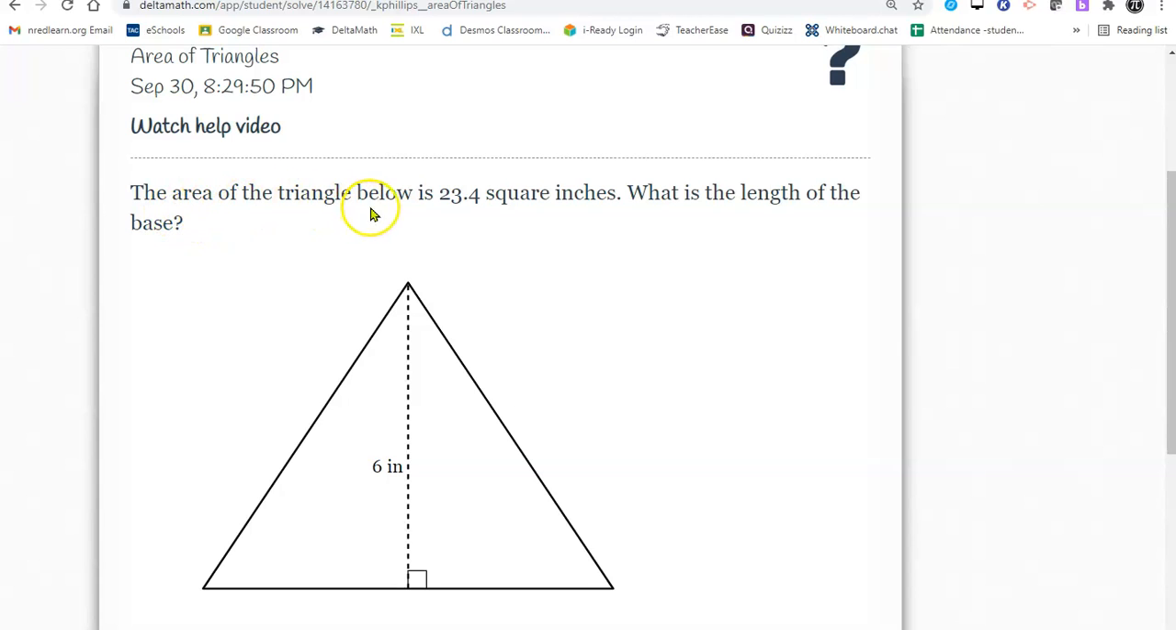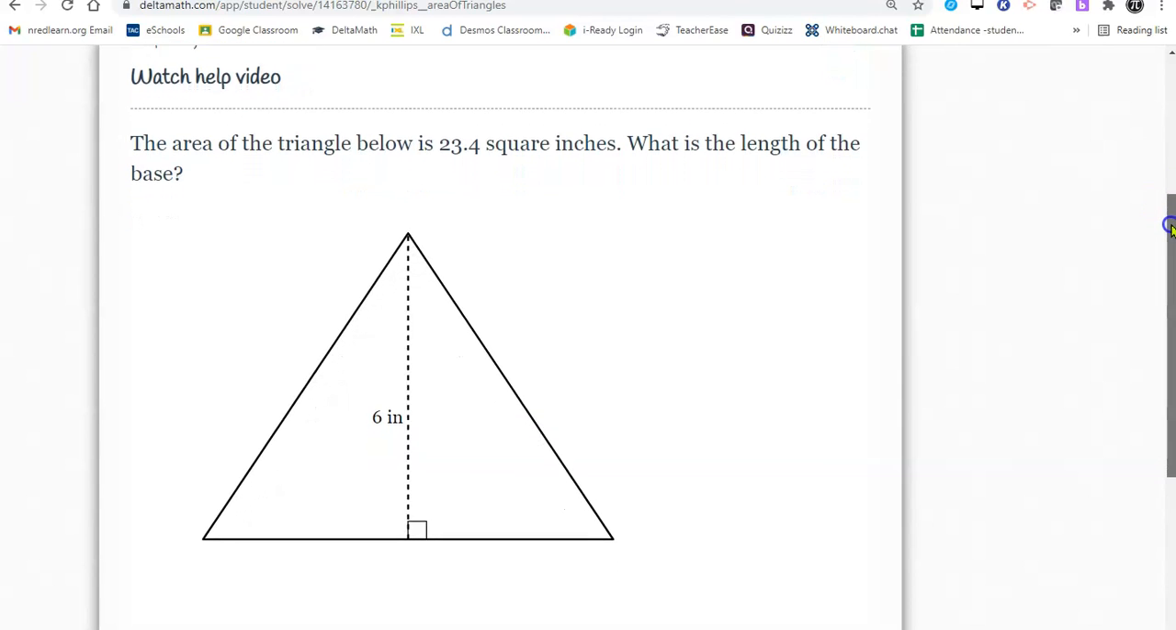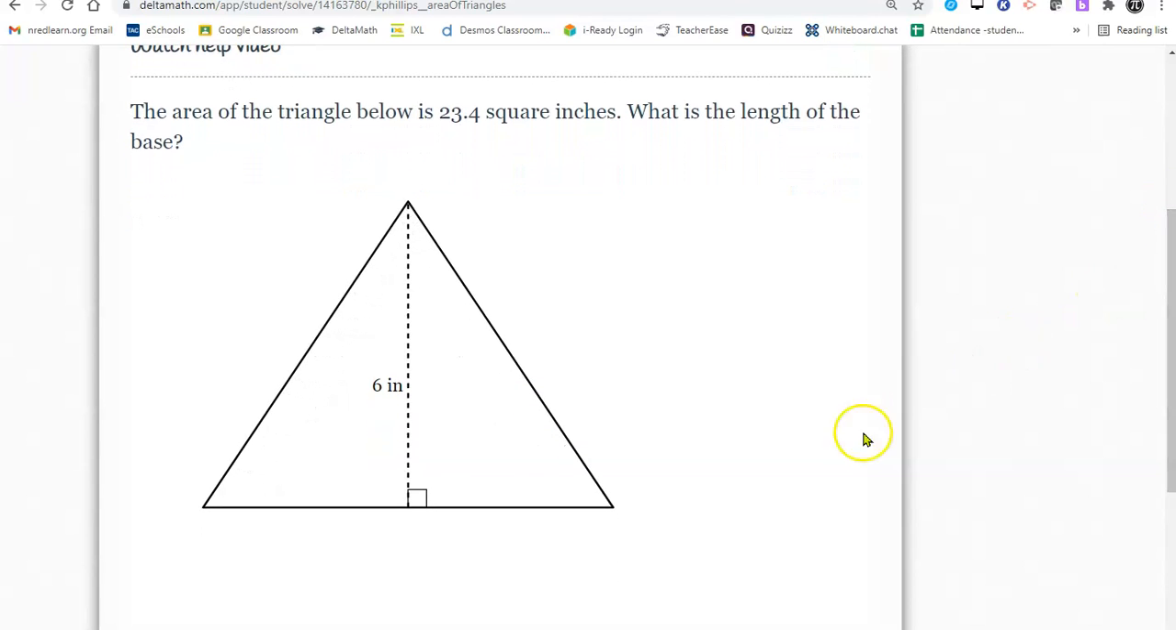Oh, the area of the triangle below is 23.4 square inches. What is the length of the base? All right, so this is where it gets a little bit tricky. I'm going to take a screenshot for a second right here.